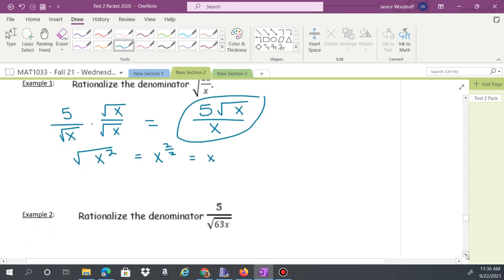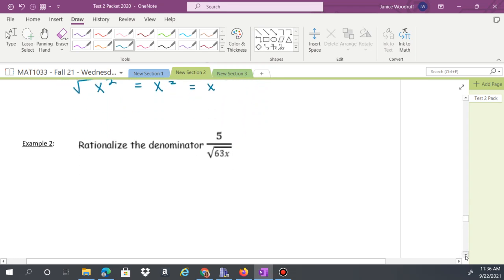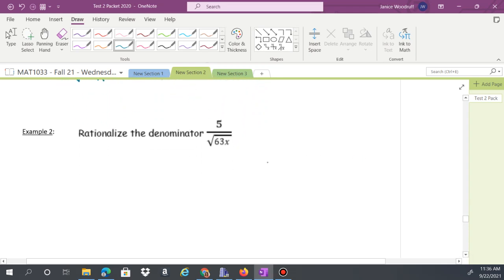All right, let's look at example 2. So this is 5 over square root of 63x. So we can simplify 63, but let's just leave it like this for now. So I'm going to multiply both the top and the bottom by the square root of 63x. Okay, this is going to give me on the top 5 root 63x.